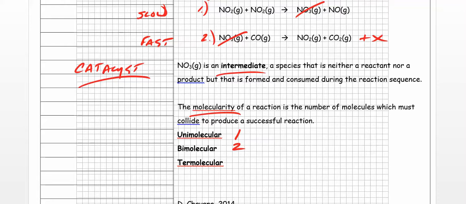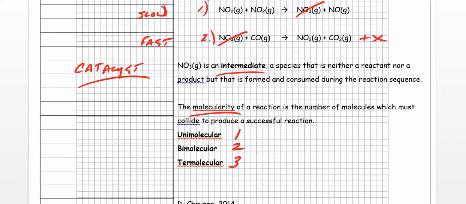Termolecular is 3, but it's rare. It's going to be a rare situation where 3 different molecules are going to collide in exactly the correct orientation with sufficient kinetic energy to make a reaction go. So termolecular reactions are very rare. But we certainly do see unimolecular and bimolecular reactions. So what does that tell us about the reaction? Well, as it turns out, it tells us a lot. It tells us the rate law for that particular step.